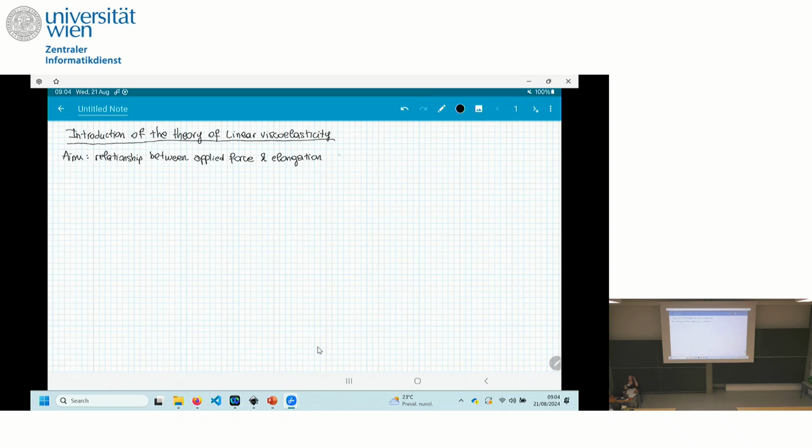What we do in practice is that we go in the lab, we take a sample, we pull on it, and we look at how much it elongates and what's the force. But that's going to be dependent on the sample size and the sample geometry. So we want to be a bit more generic. So actually what we want to find is a relationship between the stress and the strain. So for me, the stress is going to be sigma.